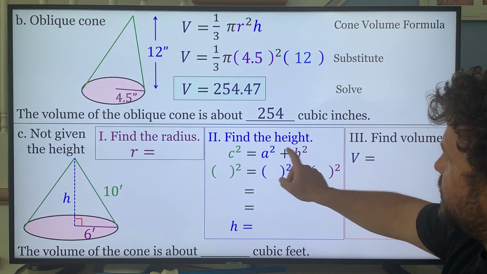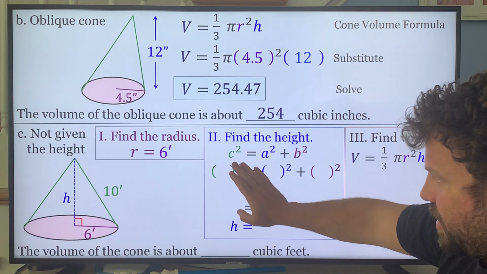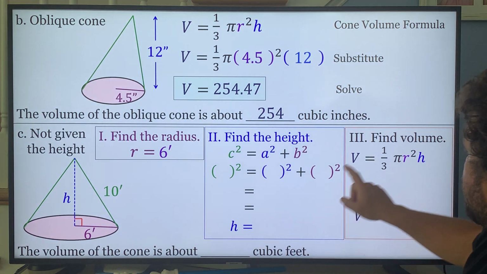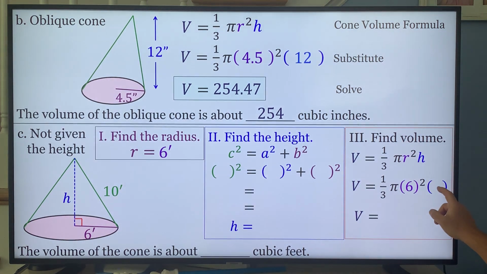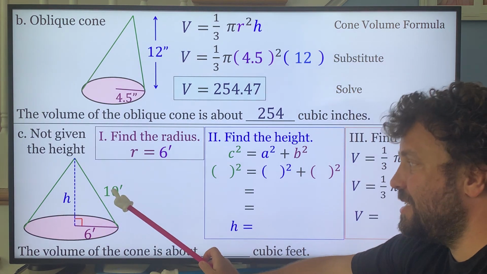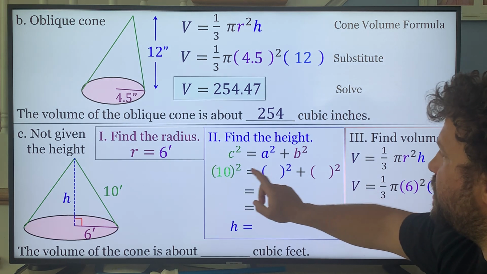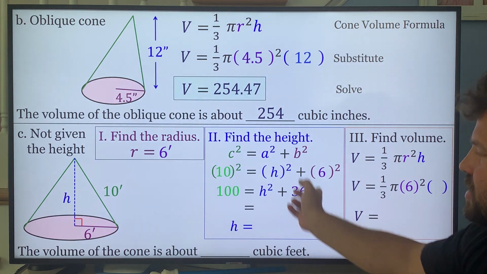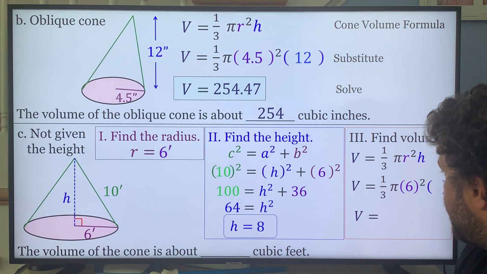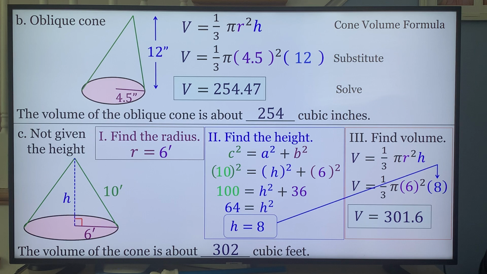C squared equals A squared plus B squared. 10 squared, the radius here is 6. Sorry, I started first. Got a little excited. Math excites a lot of people. So you've got the volume equals 1/3 pi r squared. Volume equals 1/3 pi 6 squared times the height. But we don't know what the height is. It is not 10. It's the piece that is the right angle to the base. So we know that 6 squared plus height squared equals 10 squared, right? 36 plus h squared is 100. 64 is h squared. H equals 8. Pop your 8 in that answer. 1/3 pi, 6 squared times 8, 301.6, or about 302 cubic feet.